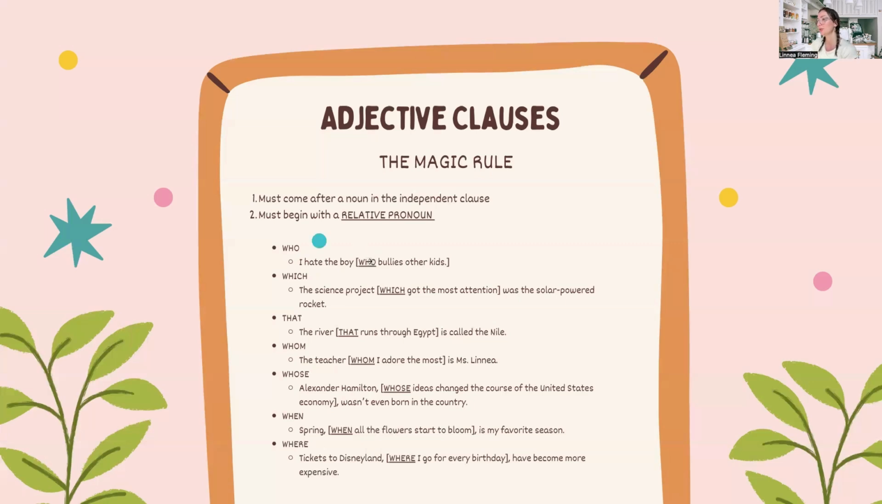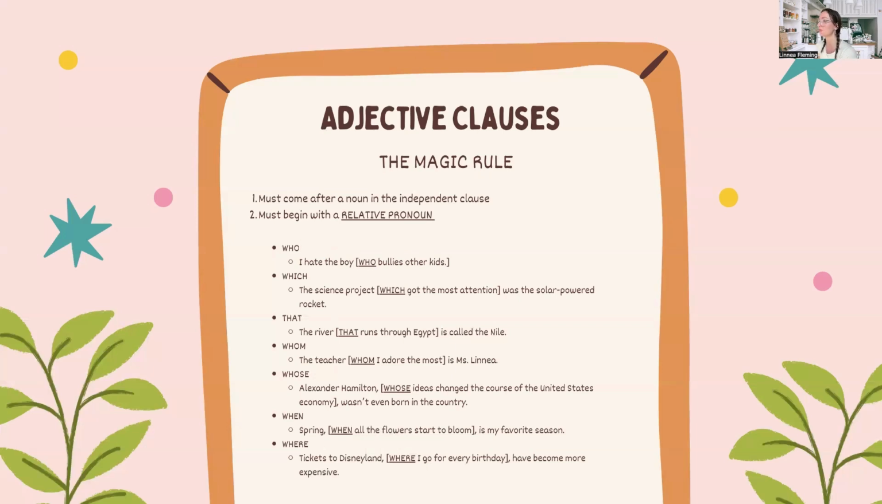So, who comes after the noun of the independent clause, and it has its own verb. Who bullies other kids? So in the independent clause, you have the subject and verb, I hate. And in the adjective clause, you have another subject and verb: who is the subject, and bullies is the verb. Remember, if you're trying to see whether you actually made an adjective clause or not, or any dependent clause, you have to see if there's a subject and verb in it to confirm.